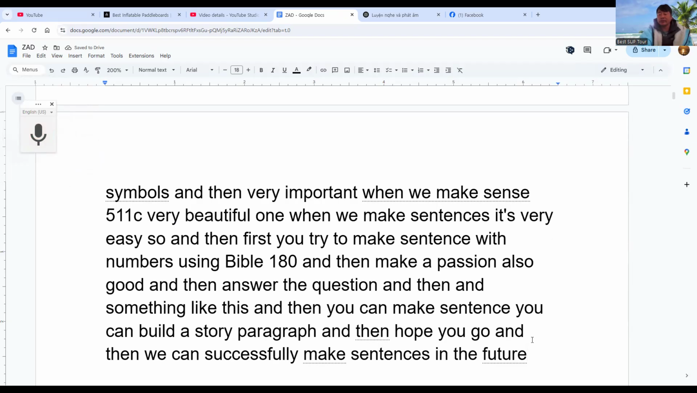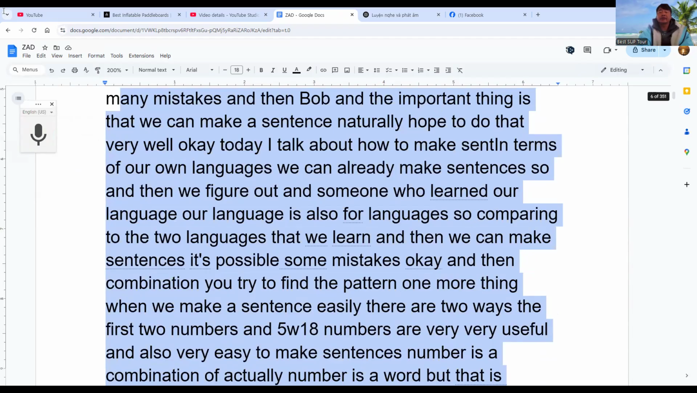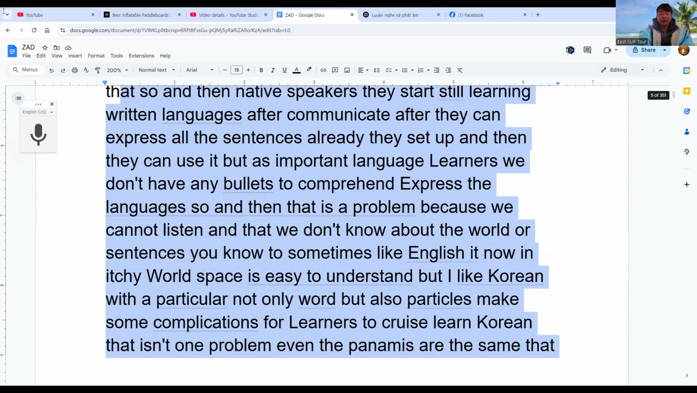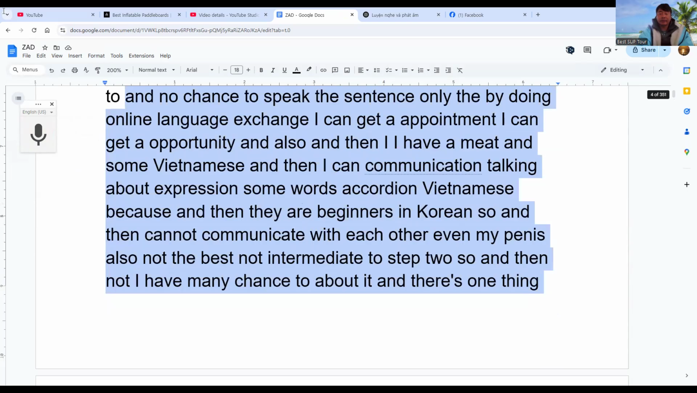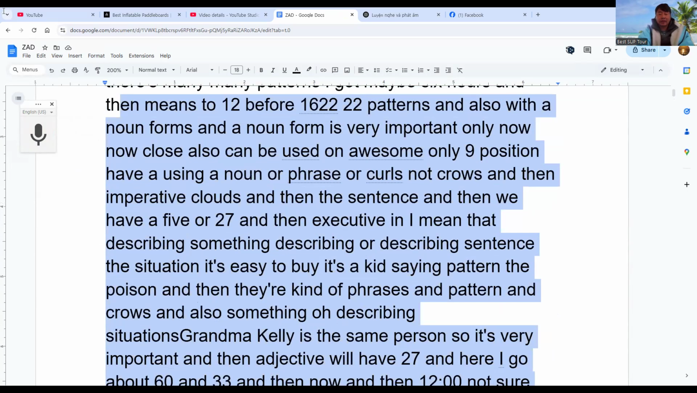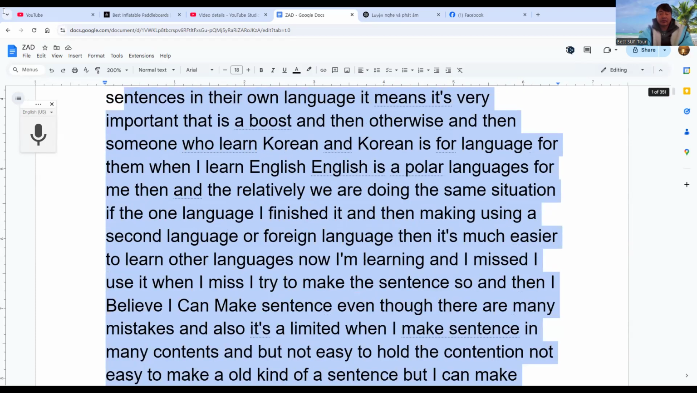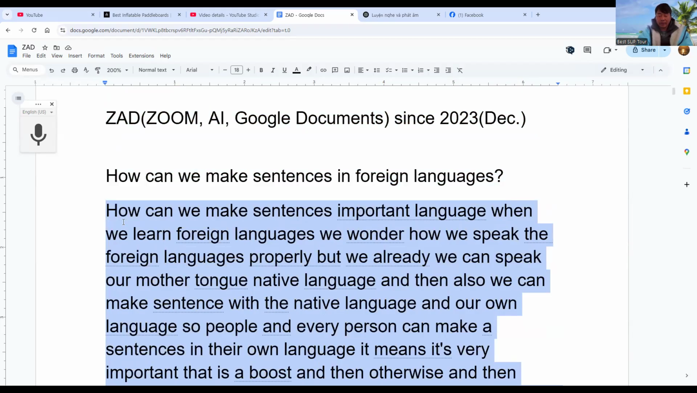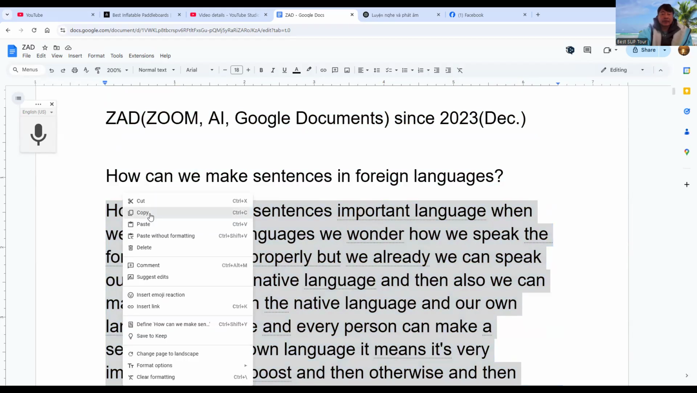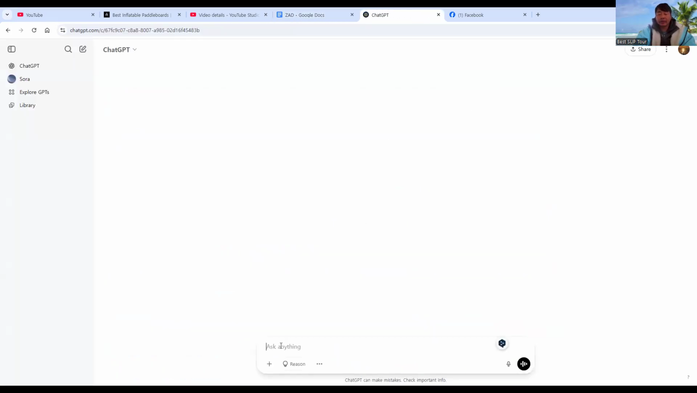Now I talk about English, the topic about how can we make sentences in a foreign language. Shortly, I will read page 4, and then page 5, and then page 6. Okay, got it. This page. Okay. This I can make.